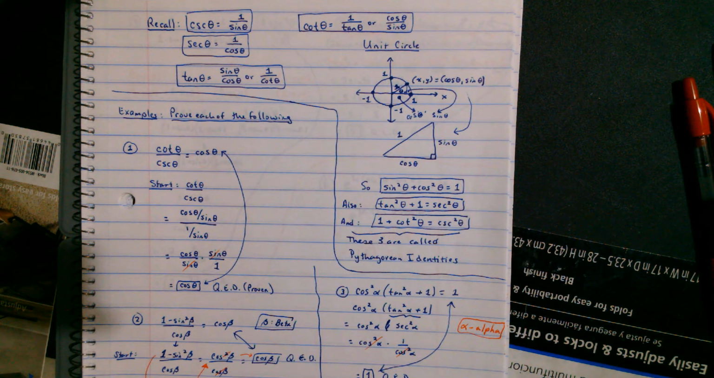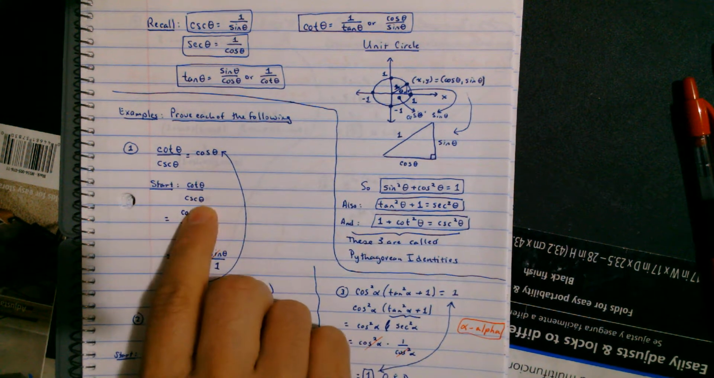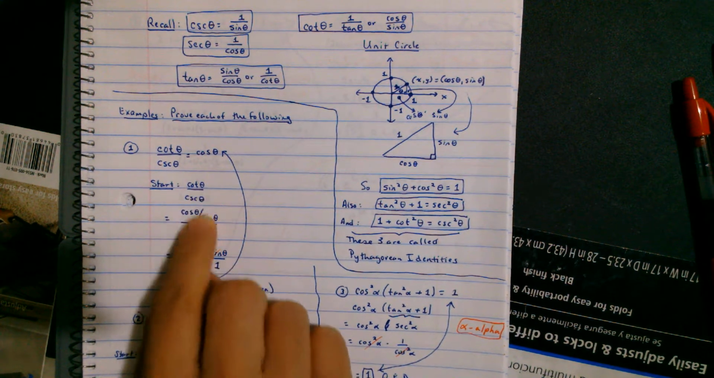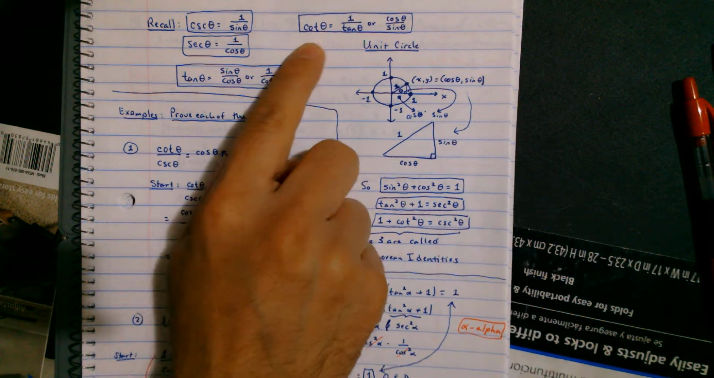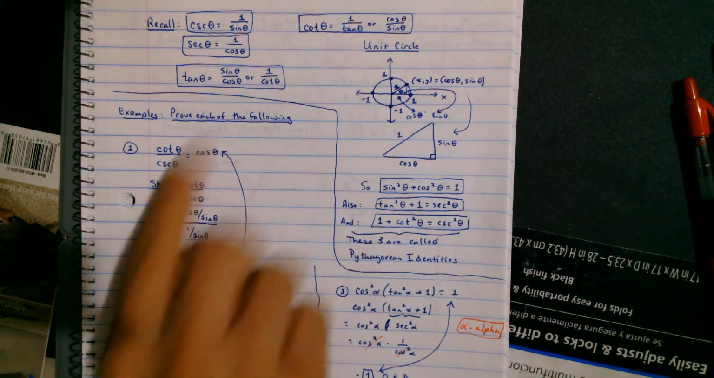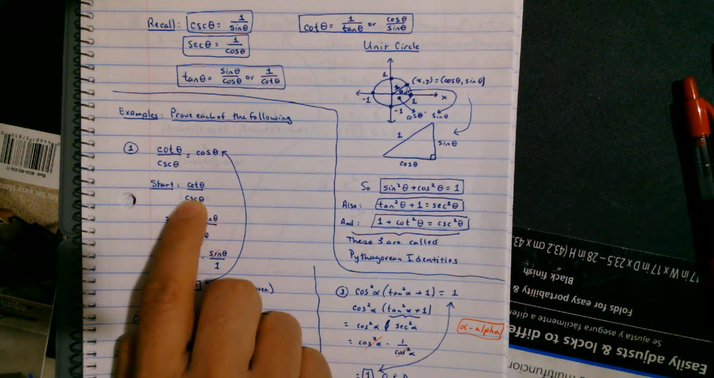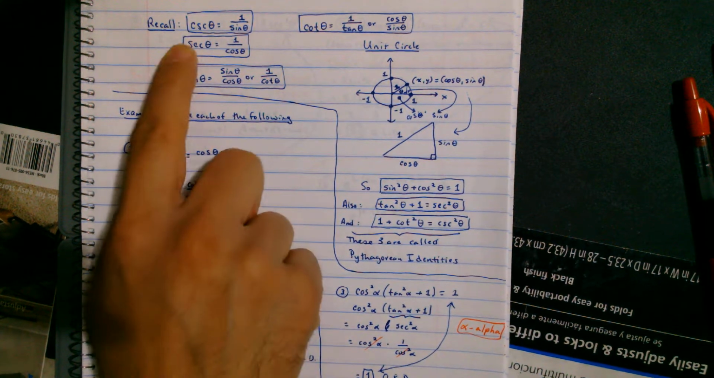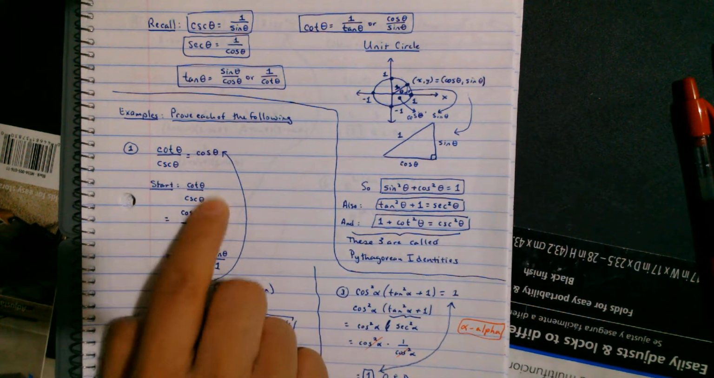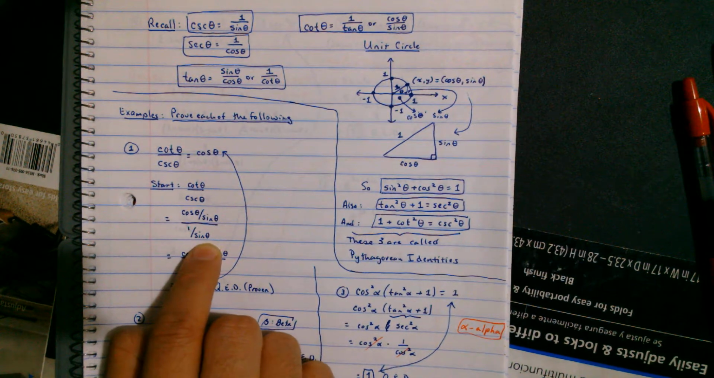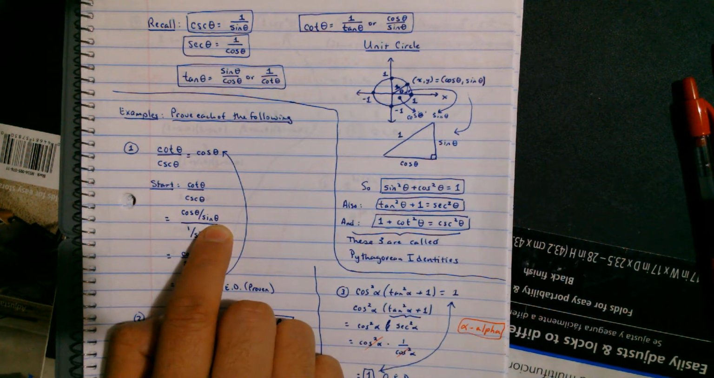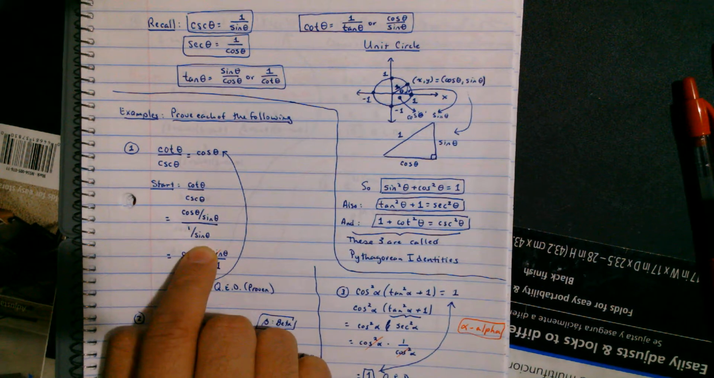Sometimes you have to work on both sides separately and get them to match somewhere in the middle. However, I'm going to start here on the left side, as normal. Now, one way to write cotangent is cosine over sine, so I'm going to replace cotangent with cosine over sine. I'm going to replace cosecant with 1 over sine. So this turns into cosine theta over sine theta divided by 1 over sine theta.